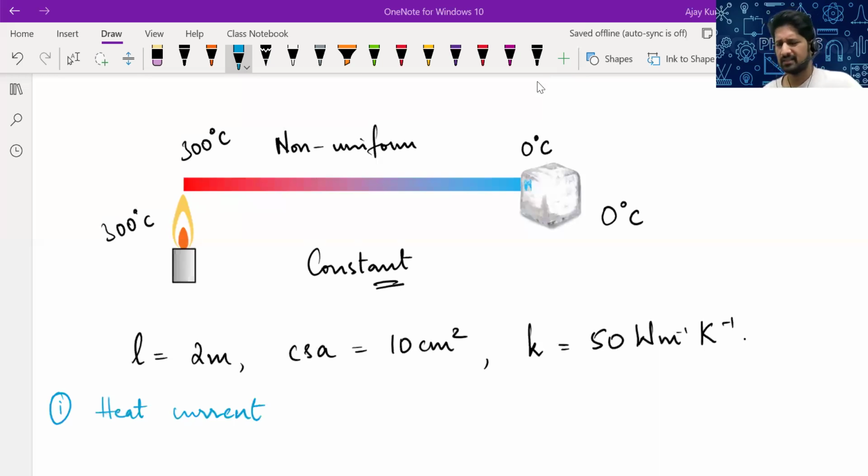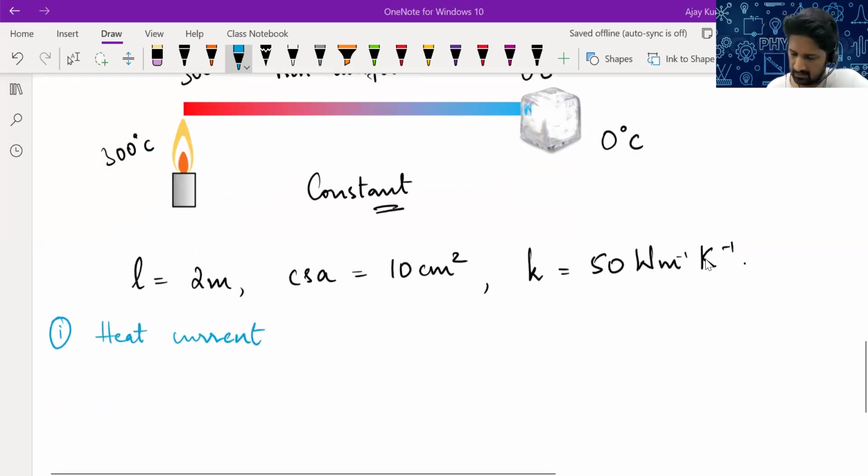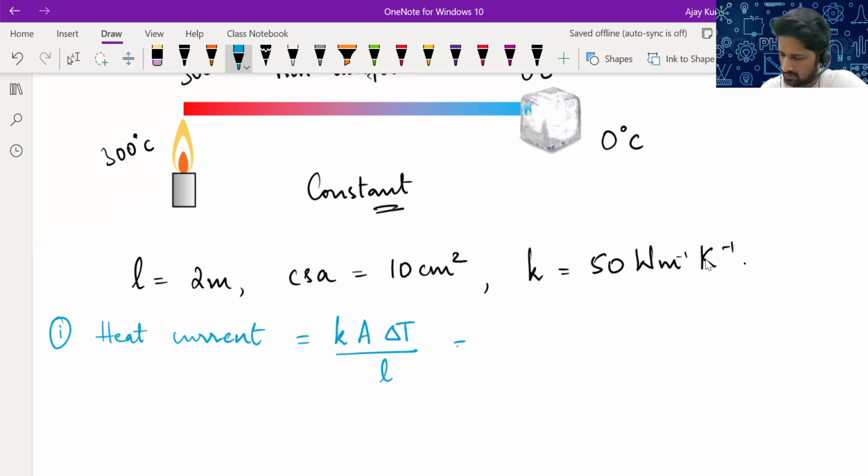Steady state has been established. There is only one path for heat flow. It's a very simple question. Direct application of the formula K A delta T by L. K is given in SI units, so you can substitute it as it is. Cross-sectional area 10 centimeter square. This is not in SI units. So in SI units, it becomes 10 into centimeter, which is 10 power minus 2 meters. When you square it, it becomes 10 power minus 4 meter square.